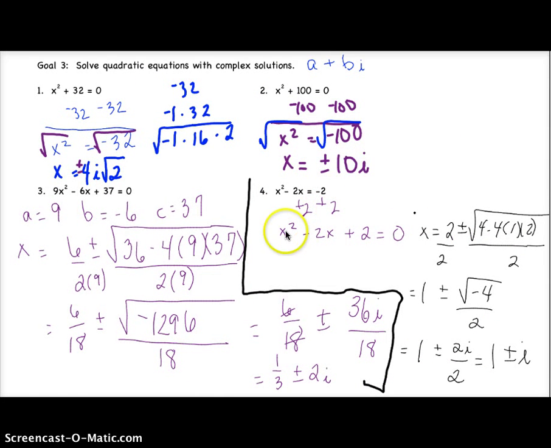Okay, so we took our function and plugged it into the quadratic formula. x equals the opposite of b. b was negative 2. So the opposite of b plus or minus the square root of b squared minus 4 times a times c, all over 2 times a, or 2 times 1. So 2 divided by 2 is 1. 4 minus 4 times 1 times 2 is 4 minus 8, which is negative 4. The square root of negative 4 is 2i. And 2i divided by 2 gives us a final solution of 1 plus or minus i.